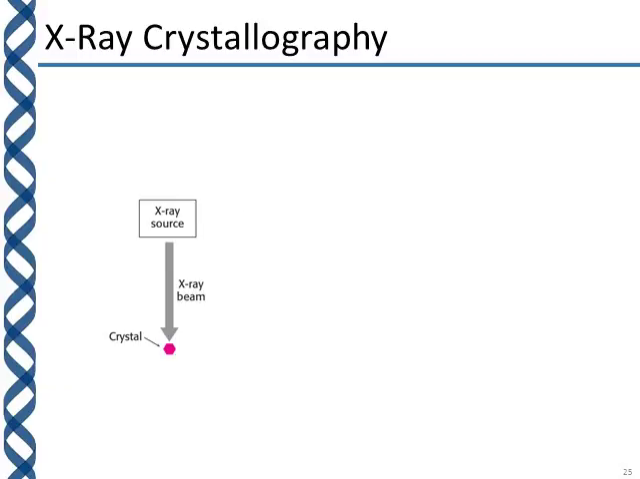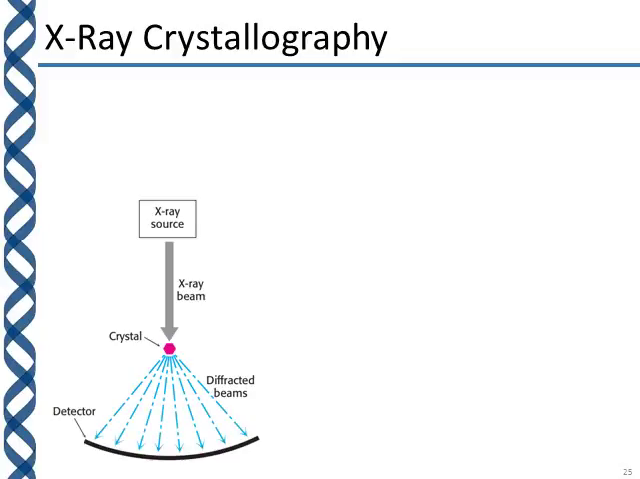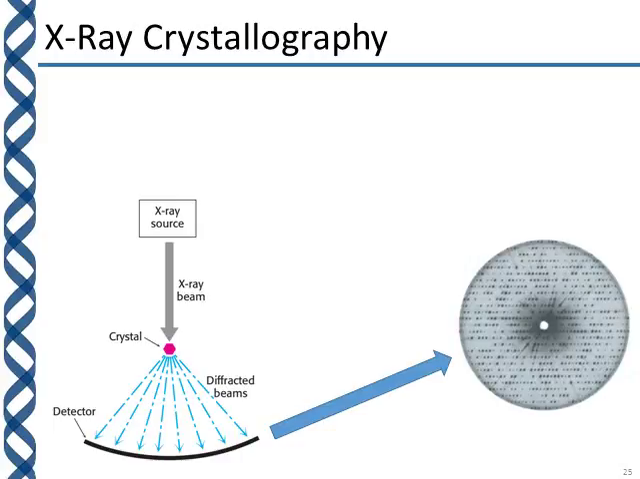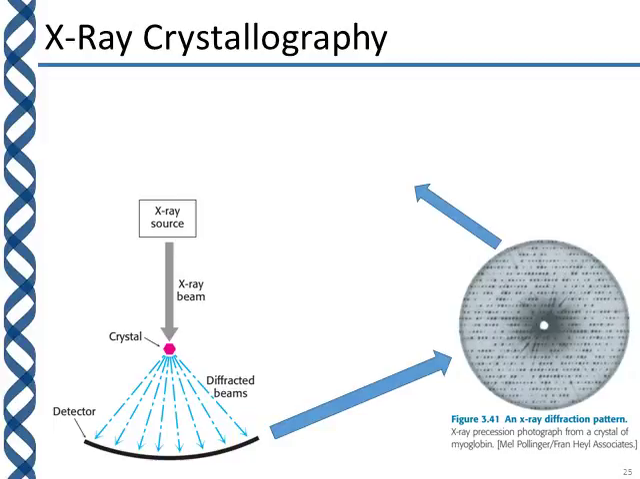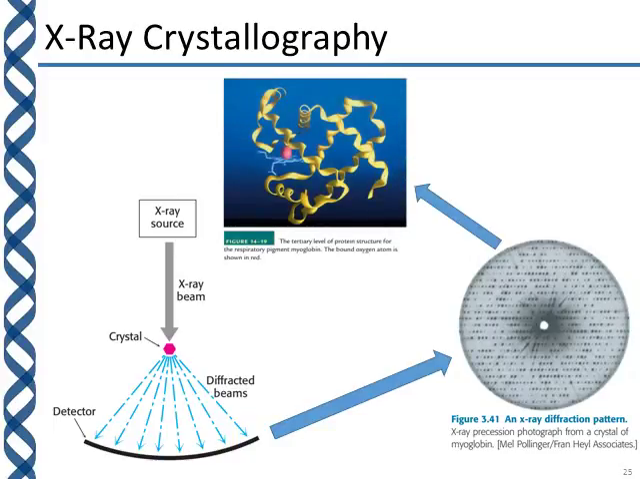Again, it shows the X-ray source is beamed through the protein crystal, where you have diffracted beams against a detector. This gives you a diffraction image. This X-ray diffraction pattern particularly shows a photograph of the crystal of myoglobin. The structure is then analyzed by a computer, which generates a tertiary structure of the protein. Again, this is the myoglobin, and here the location of a bound oxygen atom is shown in red.